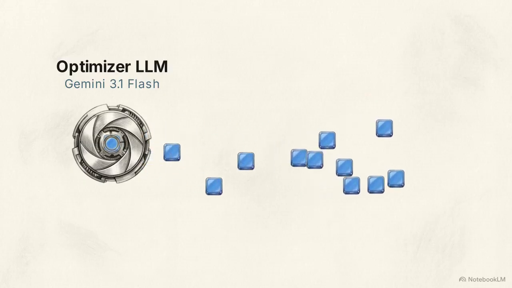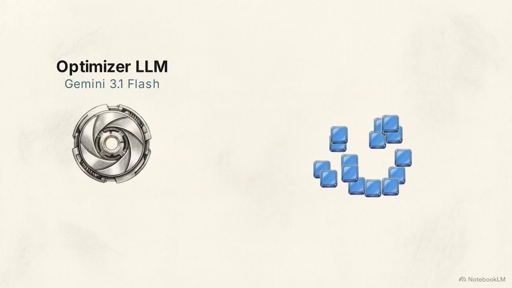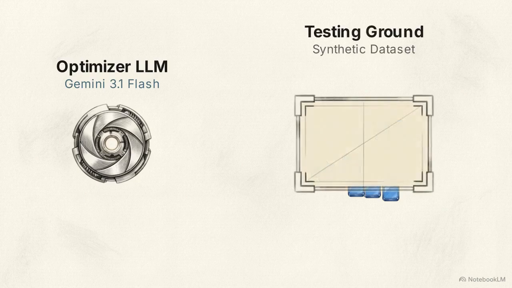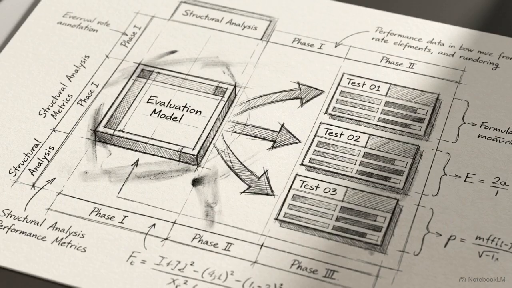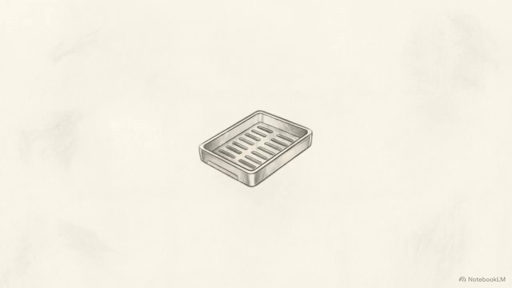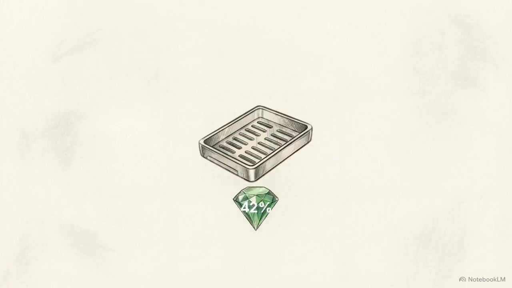The Optimizer LLM, using a model like Gemini Qwen Flash, analyzes the task description and generates a synthetic dataset of input and output pairs to serve as a testing ground. Next, the Target LLM, such as Qwen 3.59b, runs the user's current unoptimized prompt against this newly generated test data. The system then measures the performance of the Target LLM's outputs against strict metrics, like accuracy or semantic similarity.